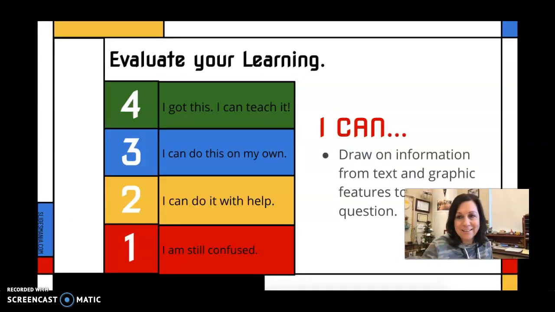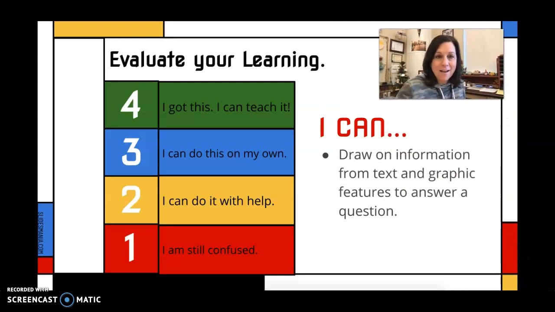All right. So, here we go. Evaluate yourself. Remember, our focus today was that I can draw on information from text and graphic features to answer a question. So, are you a 1? I'm still confused. Are you a 2? I can do it with help. Are you a 3? I can do this on my own. Or are you a 4? I got this. I can teach it.